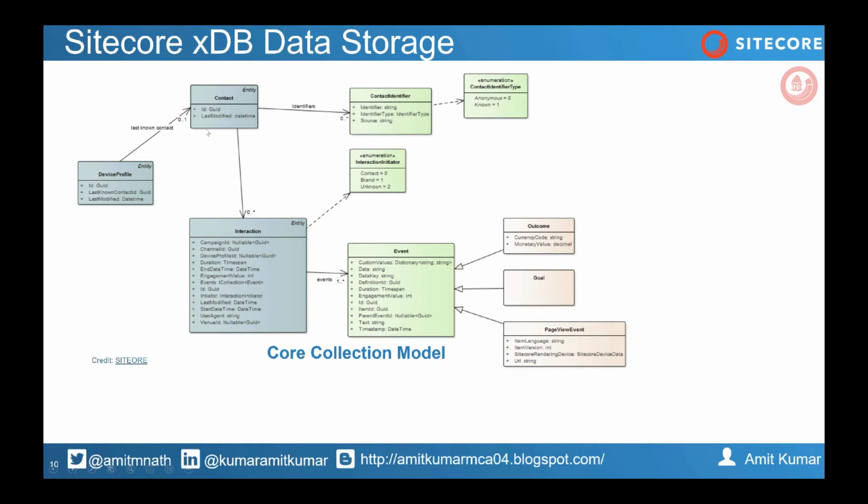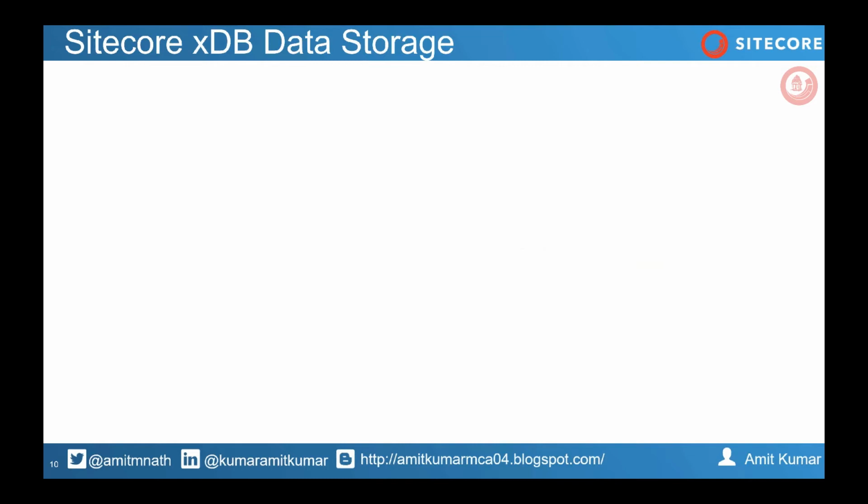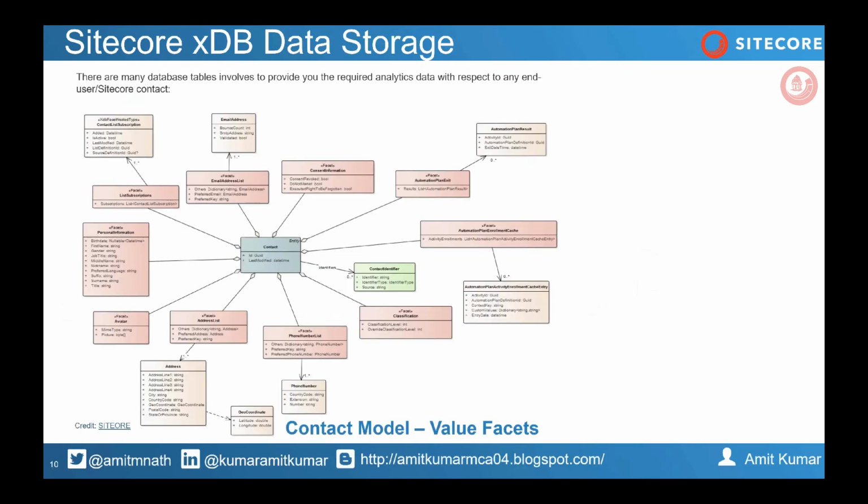As I was telling, all the data is being stored around the contact entity. Device profile, interaction, contact identifier, interaction initiator, all these are connected or have a relationship with the contact. So if you have the contact ID of any user, then you will easily be able to get all the data, or the user journey data, with respect to that contact.